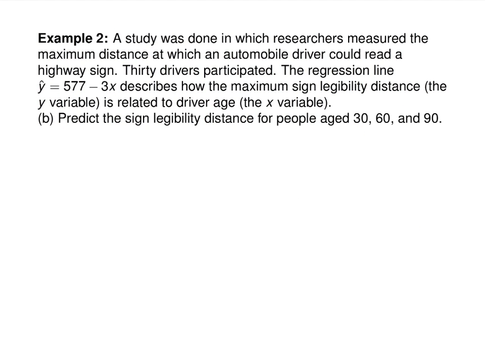Who knows? So let's predict the sign legibility distance for people aged 30, 60, and 90. So y hat of 30, which means I'm plugging 30 into that equation. That's 577 minus 3 times 30. I want you to do that and tell me what you get. It's actually not that hard with a calculator. It's 577 minus 90, which is 487, exactly.